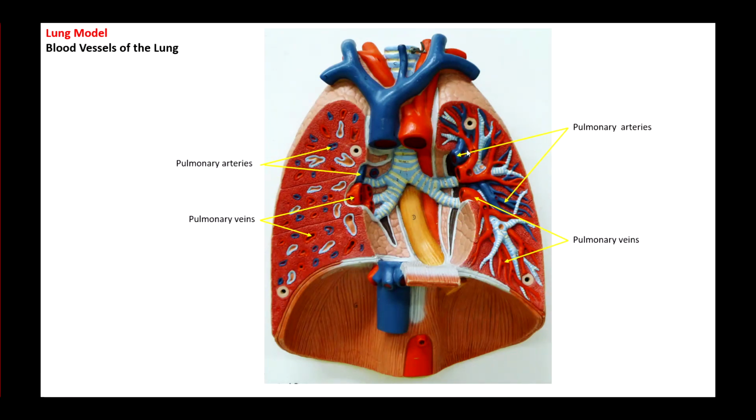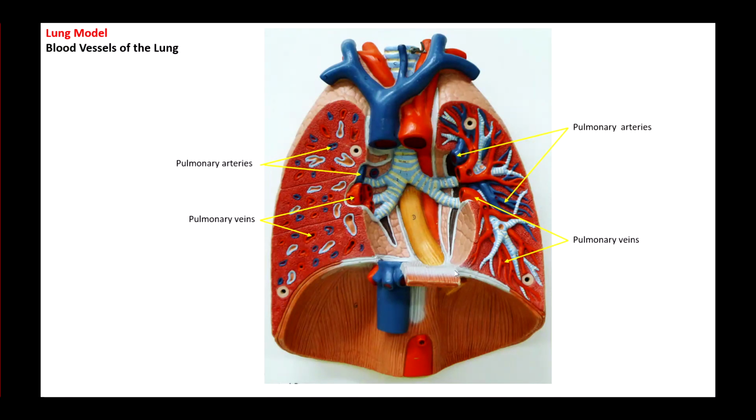So here are the arteries and veins inside the lungs. The blue ones are the pulmonary arteries. They're bringing the blood from the heart to the lungs for oxygenation, and then the red ones are bringing the blood back to the heart. These are the pulmonary veins bringing oxygenated blood back to the heart. So remember, arteries and veins, their colors are always reversed inside of the lung. The colors are going to be reversed.